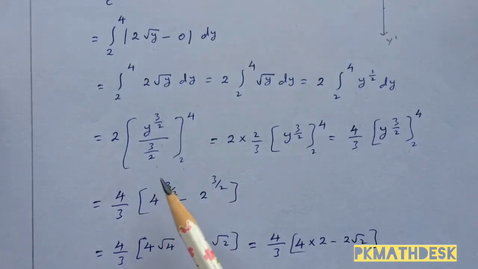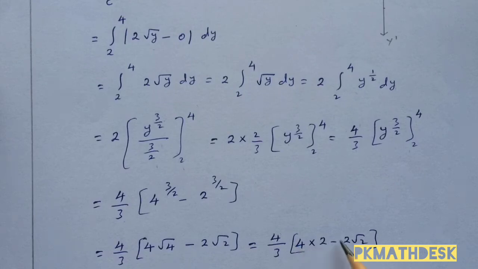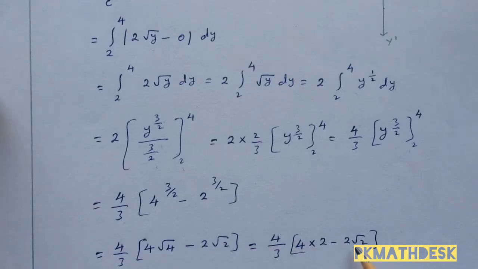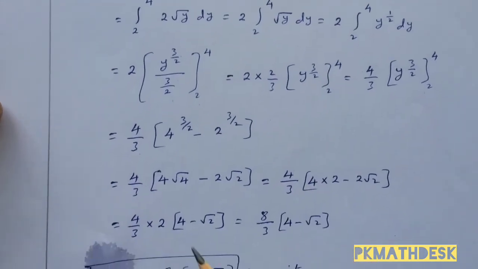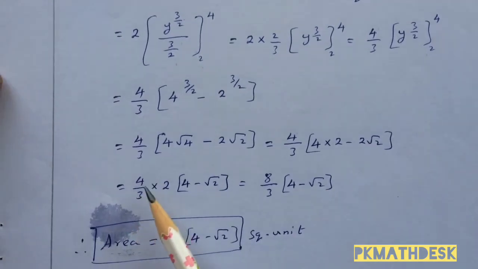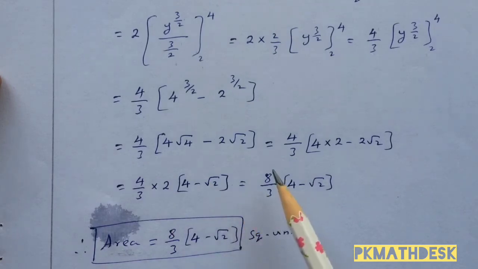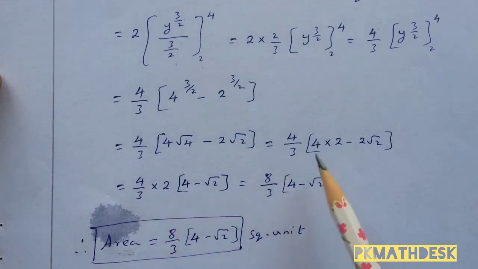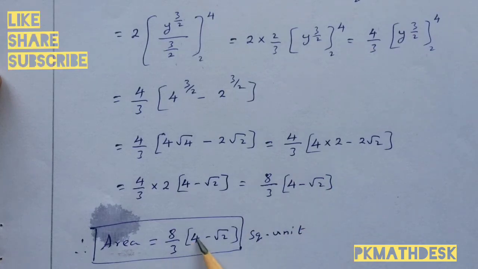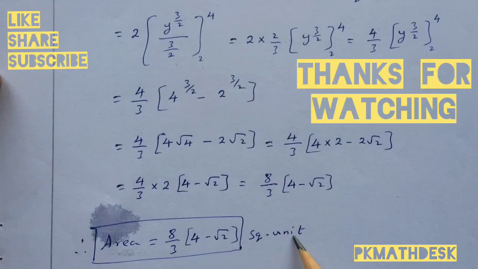So 4 power 1 plus 1 by 2, that means 4 into root 4 minus 2 into root 2, that is equal to 4 by 3 into 4 into 2 minus 2 into root 2. 2 is common, take it outside, that is equal to 4 by 3 into 2 into 4 minus root 2. That is 4 twos are 8, 8 divided by 3 into 4 minus root 2. Therefore, area equal to 8 by 3 into 4 minus root 2 square unit. Okay, this is the result of the question number 3.